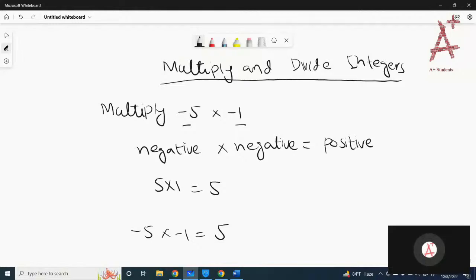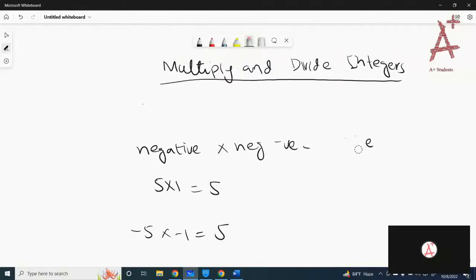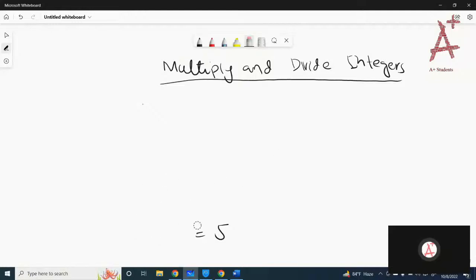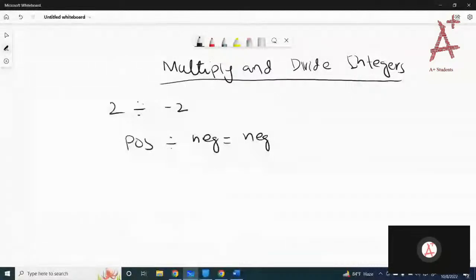Okay. The next example is 2 divided by negative 2. Let me write it down. 2 divided by negative 2. So you are dividing a positive number by a negative number. So your answer must be negative. When the numbers have the opposite signs, answer must have a negative sign. Got it? So just divide 2 by 2.